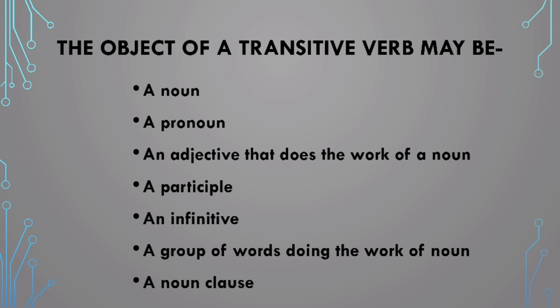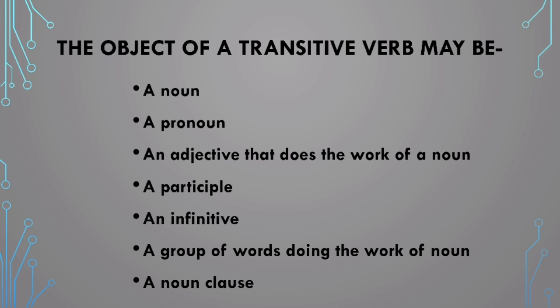Now again, the object of a transitive verb, I have told you transitive verb को एक object की ज़रूरत होती है to complete its meaning, right? So the object of a transitive verb may be a noun, a pronoun, an adjective that does the work of a noun, a participle, an infinitive, group of words doing the work of a noun, or a noun clause.